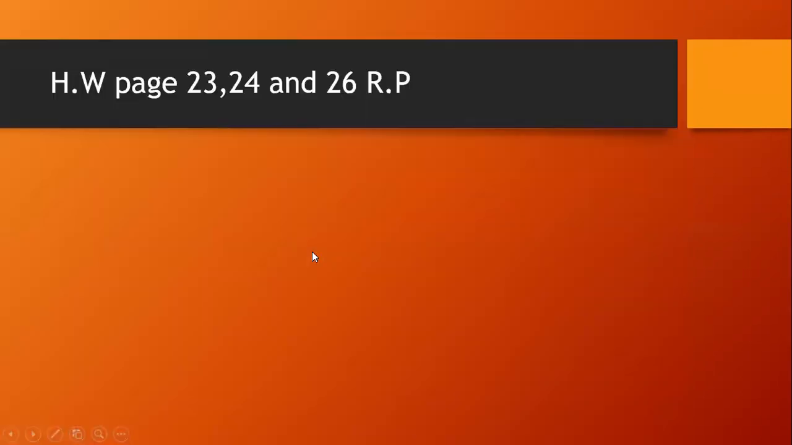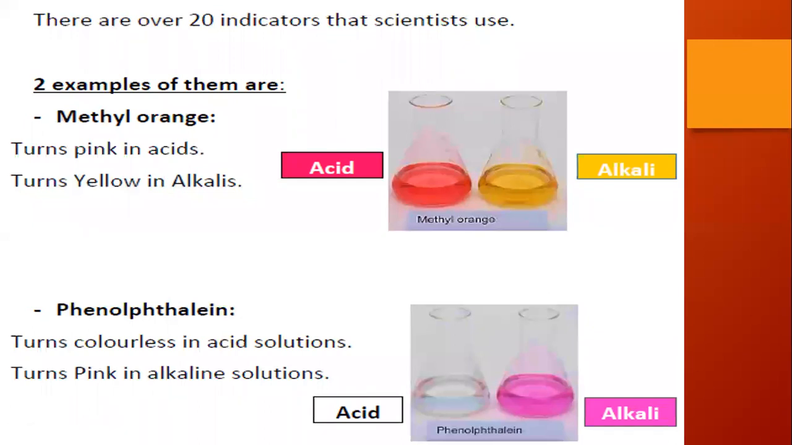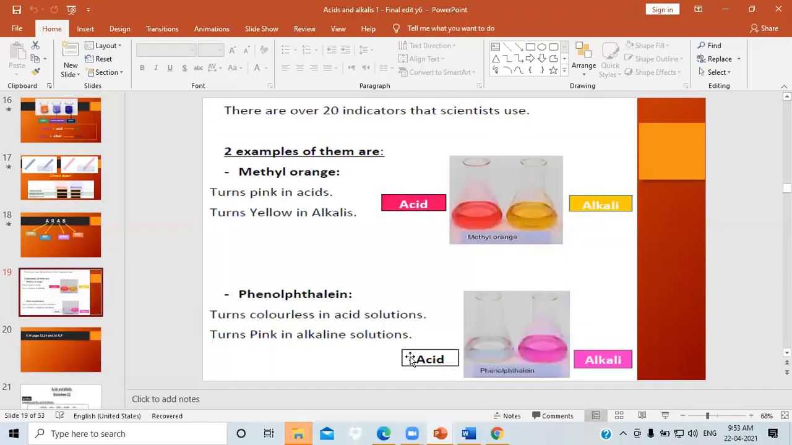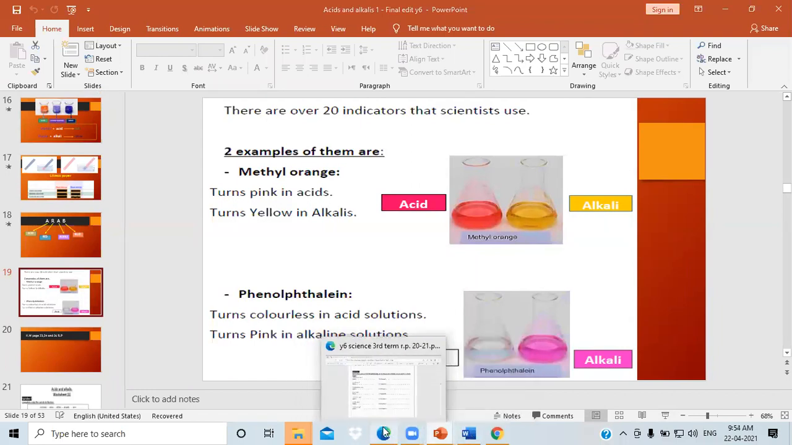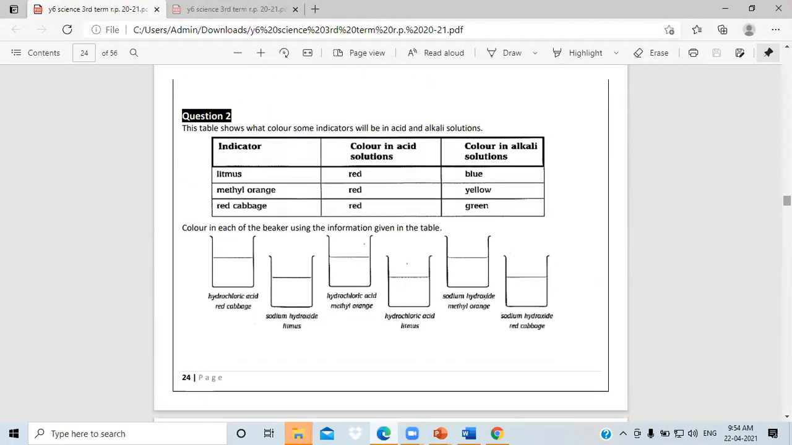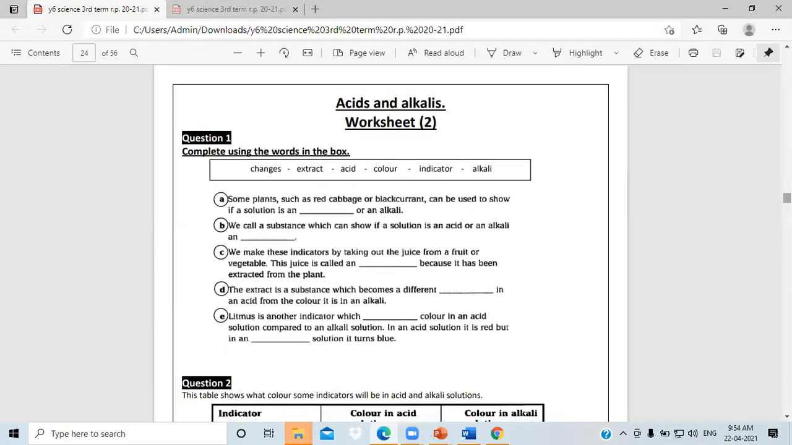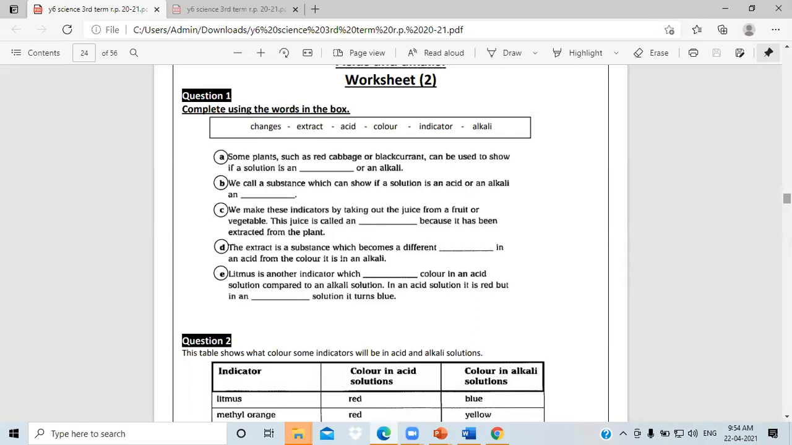Okay. All right, so I want you to open your resource packs, please. Open your resource packs, page 24. Page 24. I will open it now. Yes, page 24. Here it is. And if you have some colors, please grab them.